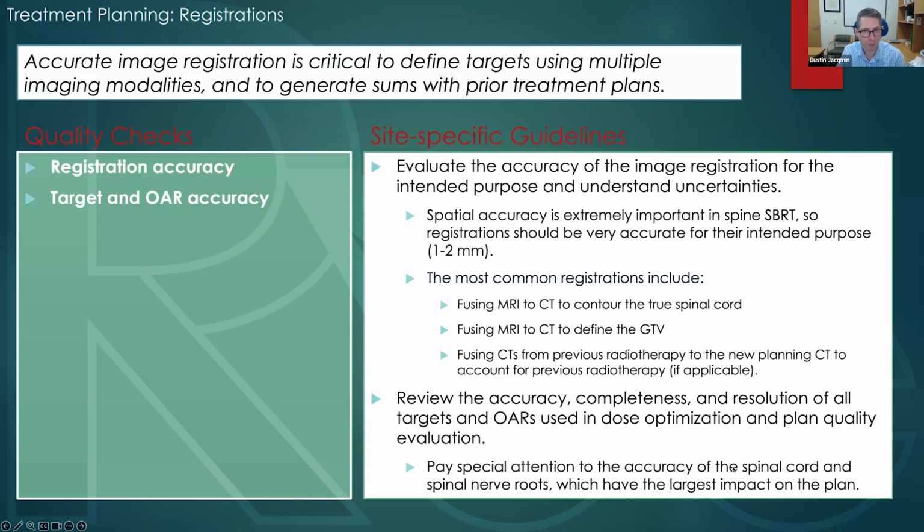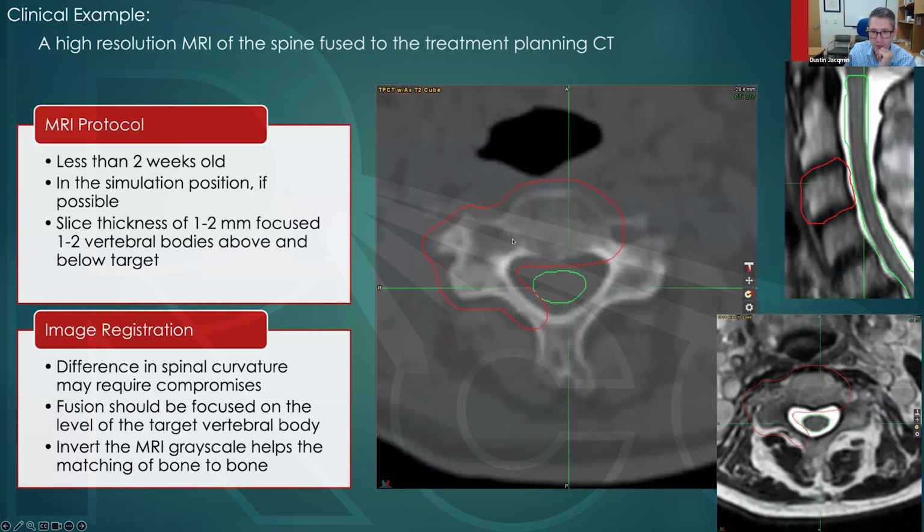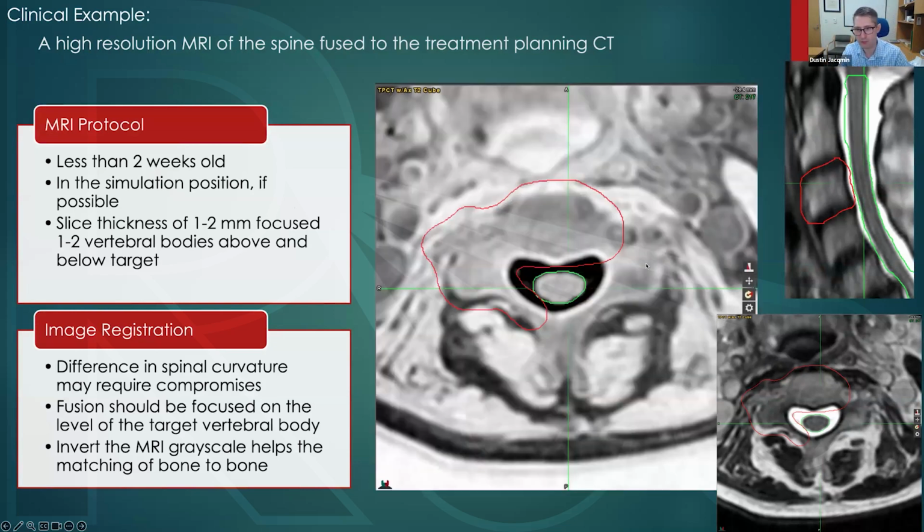They tend to be undercovered on purpose with very small margins. And so the accuracy of these contours is really essential. And the accuracy of these contours is driven by the registration accuracy, since they're generally registered using a fusion with an MRI. I'm going to show you an example here. This is a high-resolution MRI of the spine fused to a treatment planning CT. I'm just going to click here so you can see this. Hopefully you can see this back and forth of the fusion.